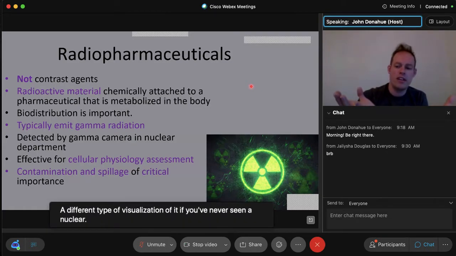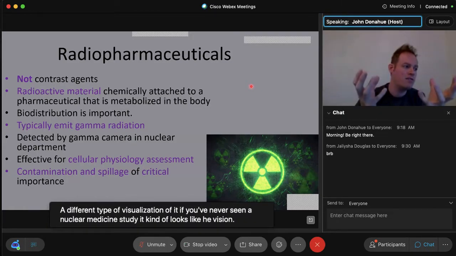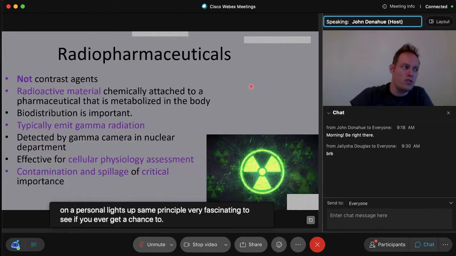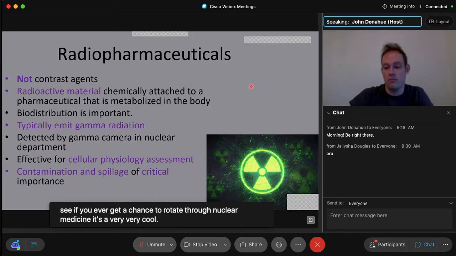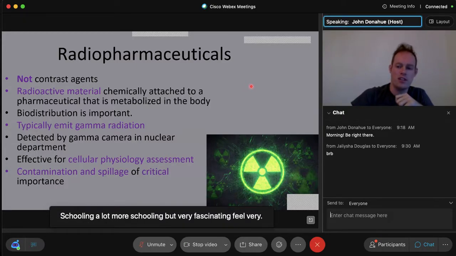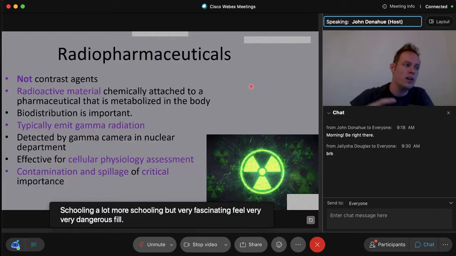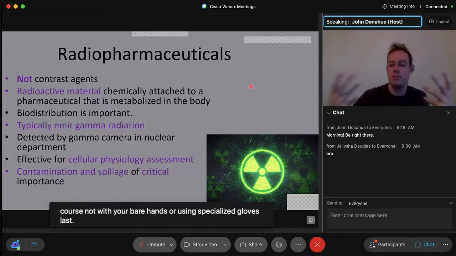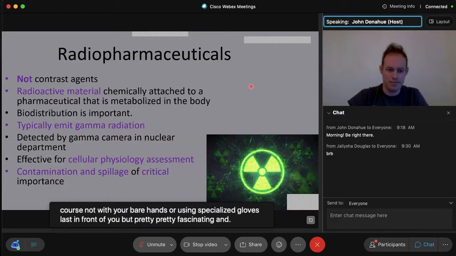If you've never seen a nuclear medicine study, it kind of looks like heat vision. Have you ever seen heat vision on a person where it lights up the heat? Same principle, very fascinating to see. If you ever get a chance to rotate through nuclear medicine, it's a very, very cool modality. If you want to go into nuclear medicine, it does require a lot more schooling, but it's a very fascinating field. Very dangerous field because you have to handle radioisotopes, of course, not with your bare hands. You're using specialized gloves. You have glass in front of you, but pretty fascinating to watch and see.